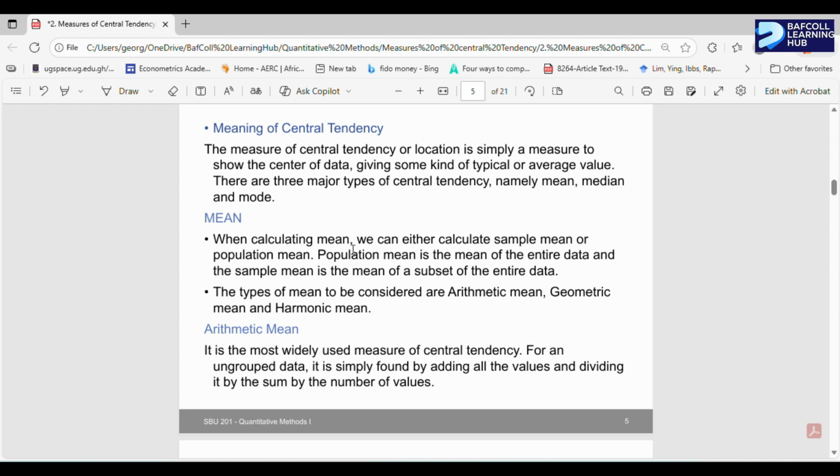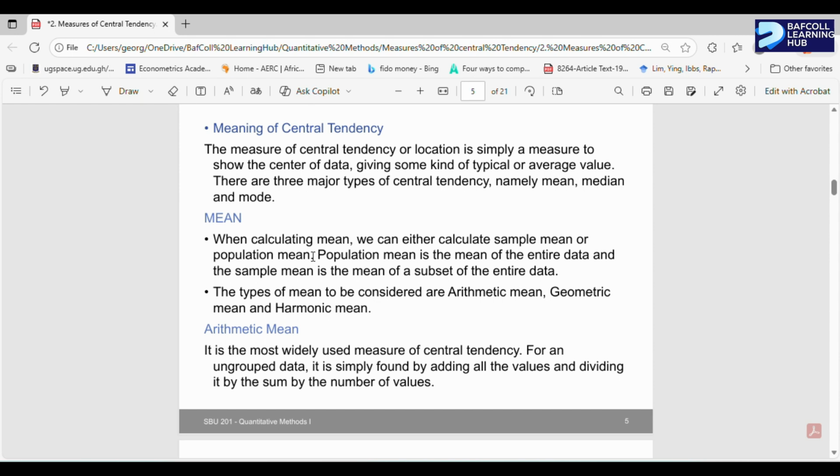Now, when calculating mean, we can either compute a sample mean or a population mean. A population can be, let's say, a group of people, and a sample will be a subset of that group, a portion that we've taken out. The population mean is the mean of the entire data, and the sample mean is the mean of a subset of the entire data. If we take a portion from the population, it becomes a sample, and if you compute a mean for that portion, we are looking for the sample mean.